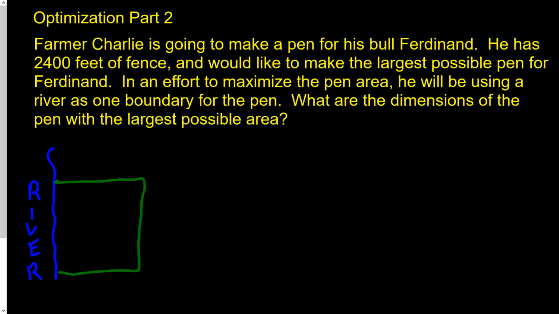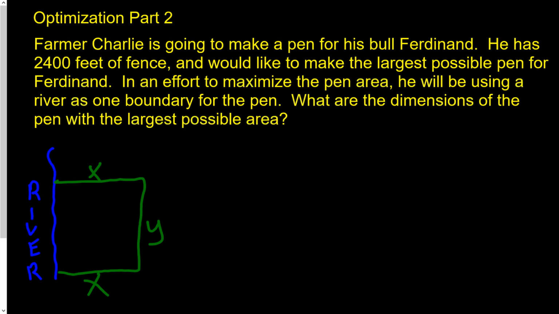And we want to figure out what is the largest possible pen that we could make for this bull. So what we're going to do is add some letters to help us out. We're going to call this x and this x, and then we'll call that other side y. And the river side is also going to be y, but we don't need fencing for that. The green stuff is all we need fencing for.